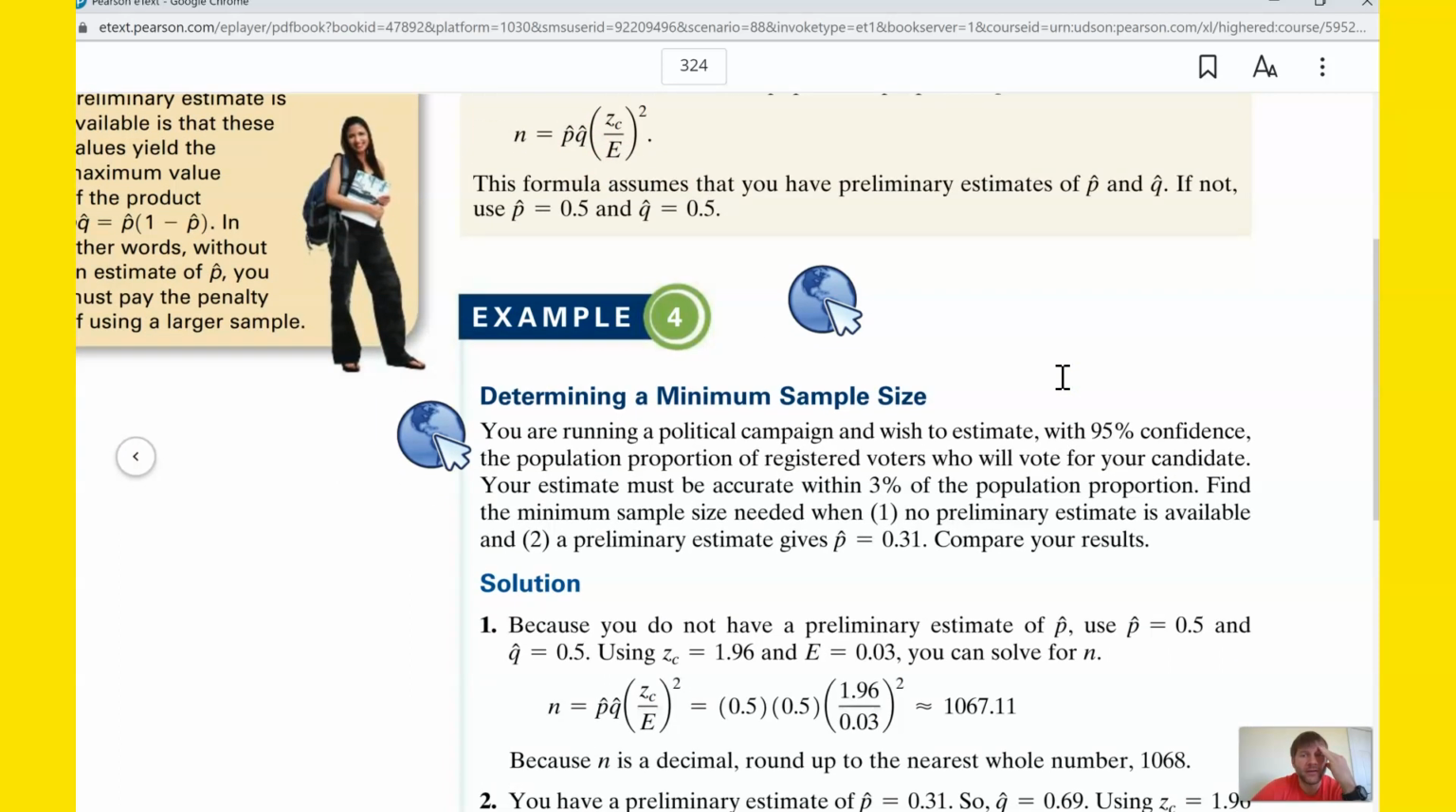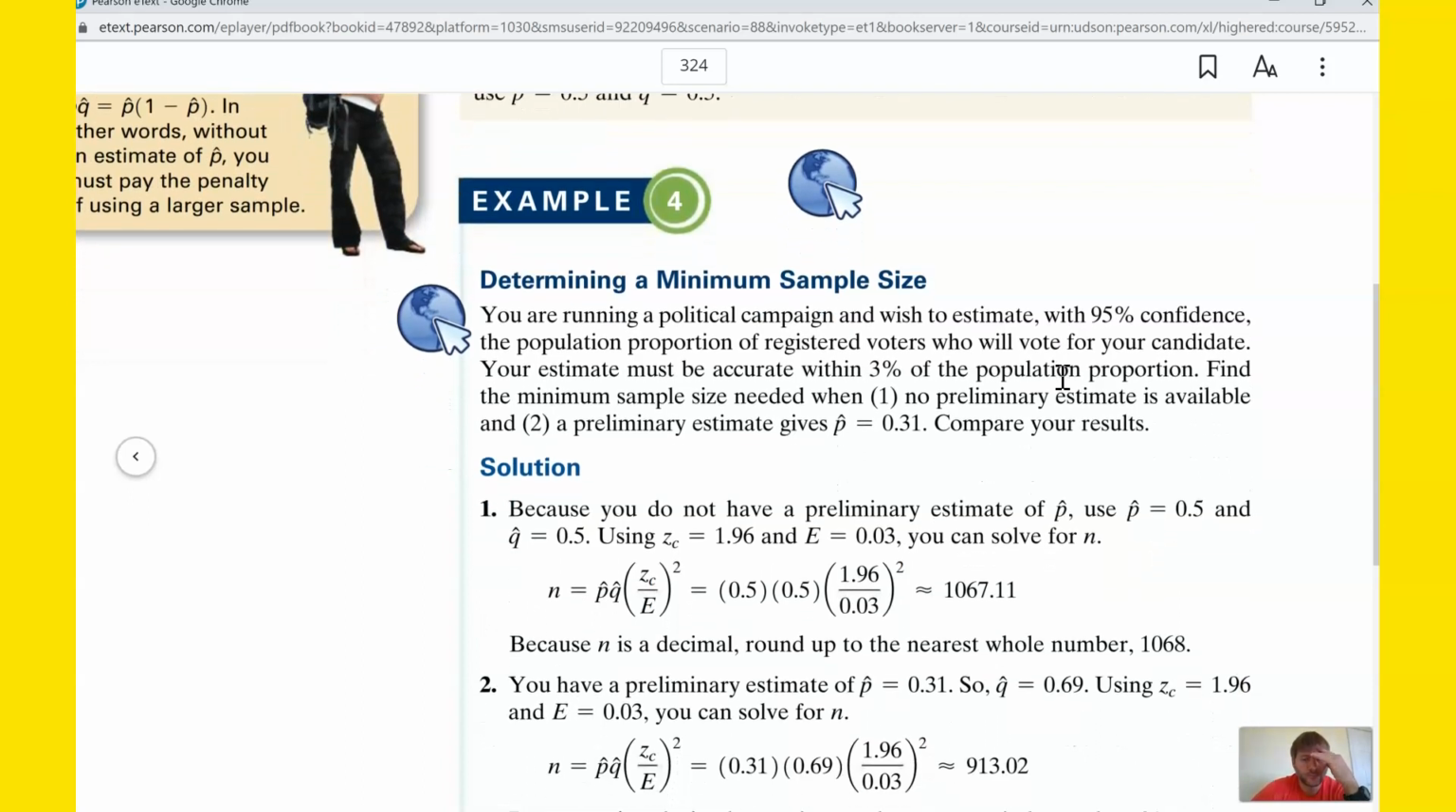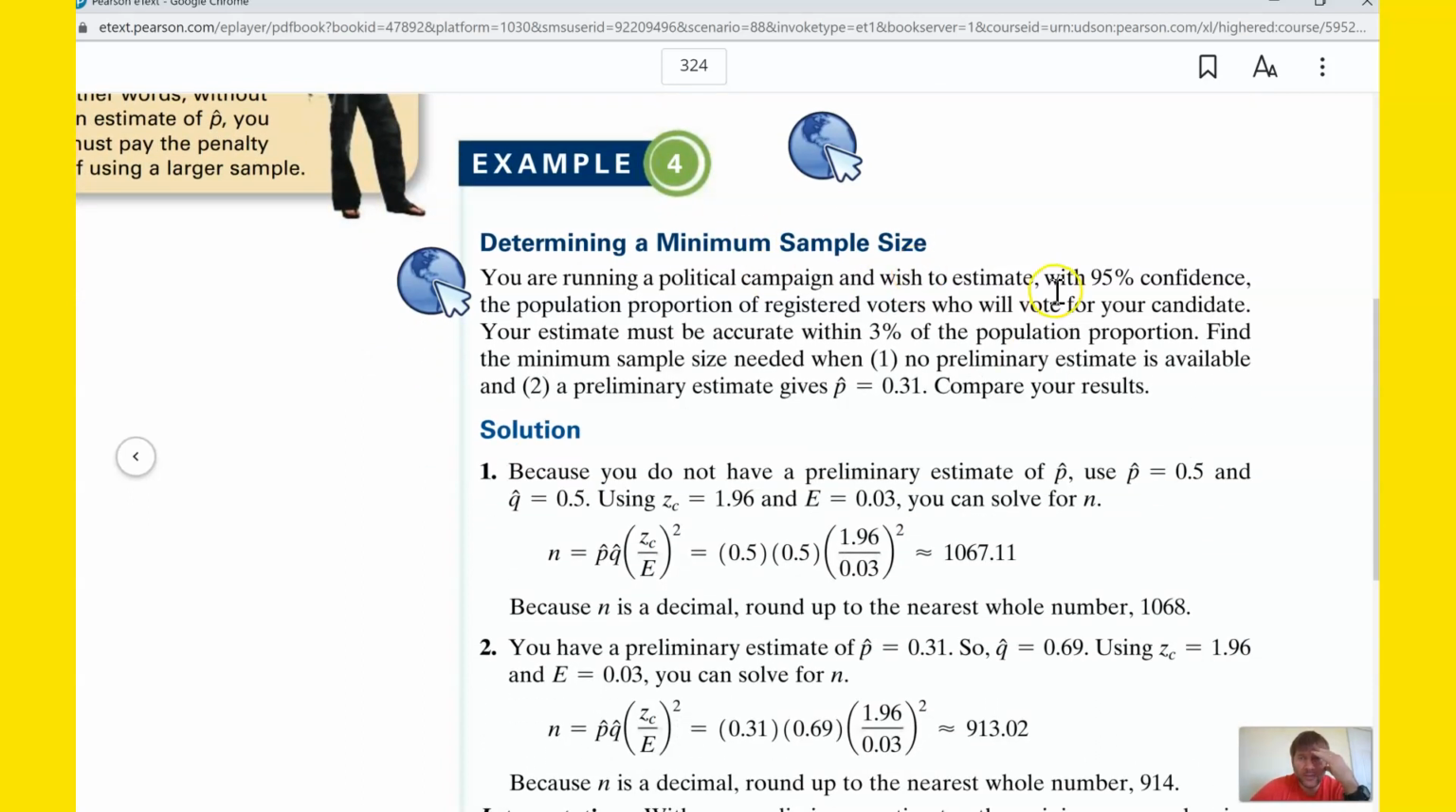If you don't have those preliminary estimates. So let's do example 4. You are running a political campaign and wish to estimate with 95% confidence the population proportion of registered voters who will vote for your candidate. Your estimate must be accurate within 3% of the population proportion. That sentence right there gives me the margin of error, E, in the formula. So the margin of error, E, will be 0.03. Find the minimum sample size needed when 1, no preliminary estimate is available, and 2, a preliminary estimate gives p hat equals 0.31. Compare your results.